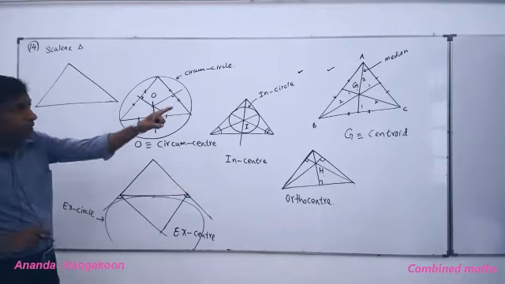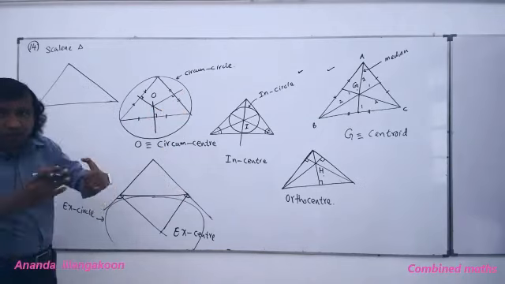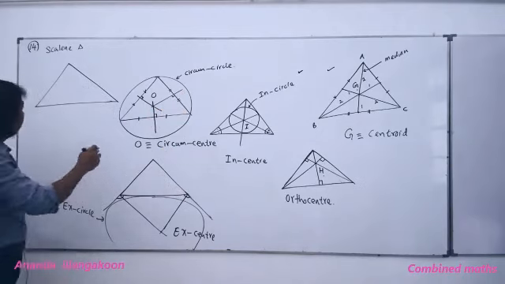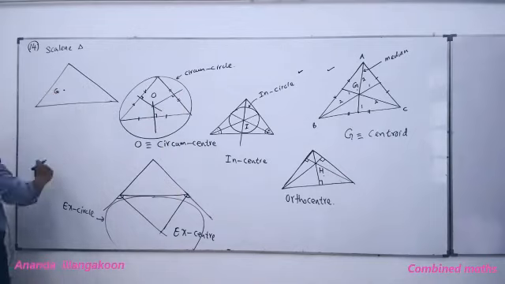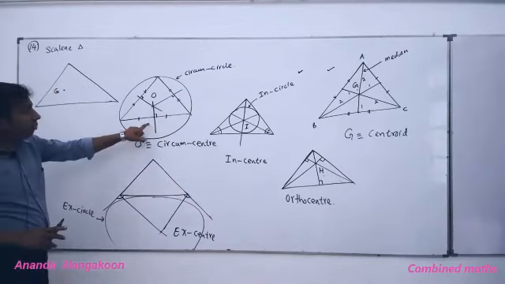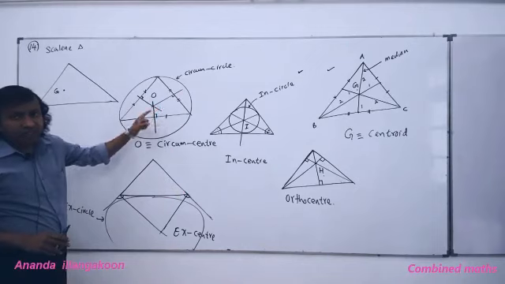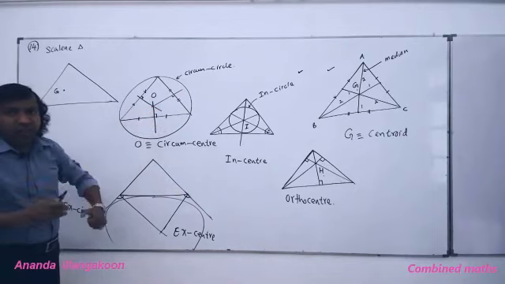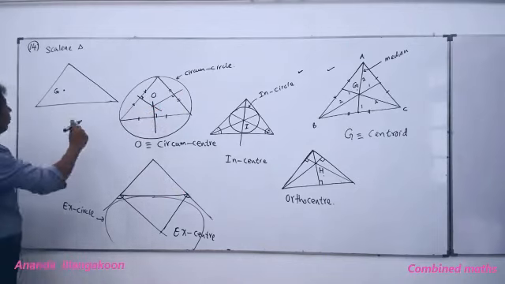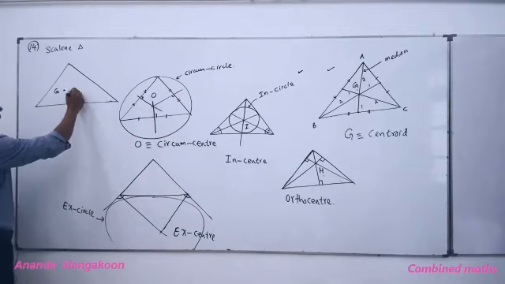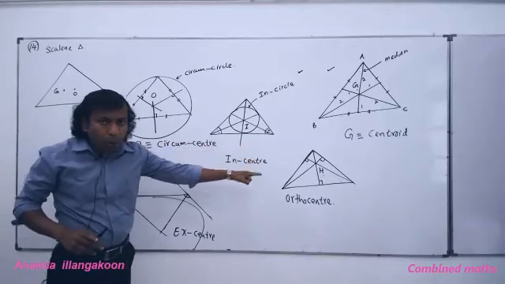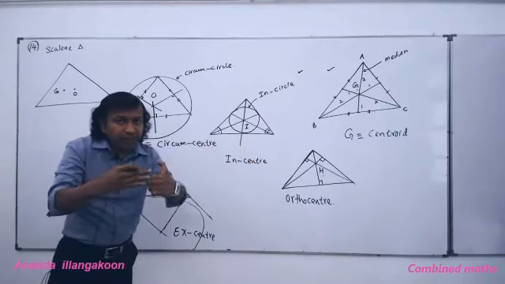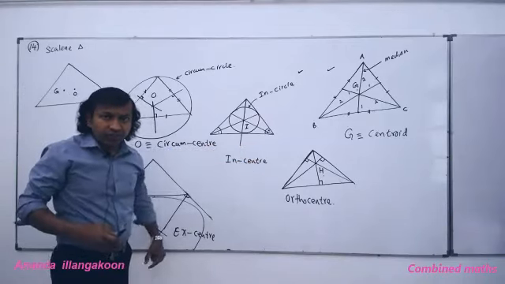By constructing the medians and finding the point of intersection of the medians, we can find G. Finding the perpendicular bisectors of the sides and finding the point of intersection of those, we can find O. And constructing from the vertices the perpendiculars to the opposite sides and finding the point of intersection of them, we can find H.